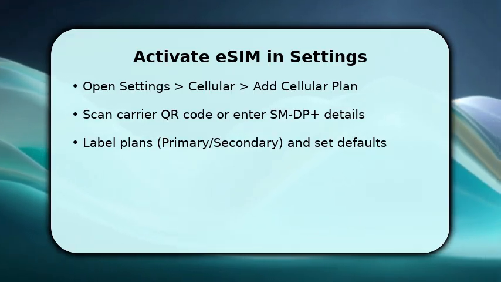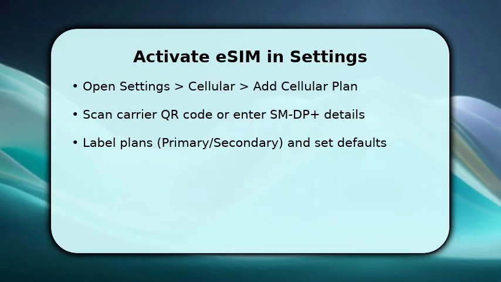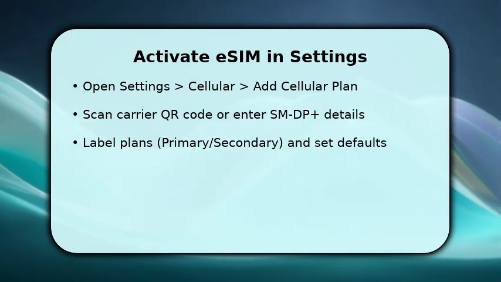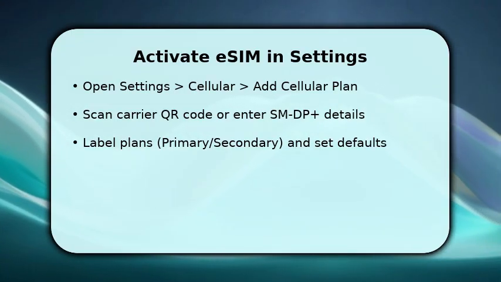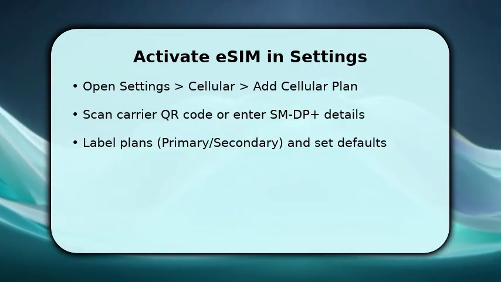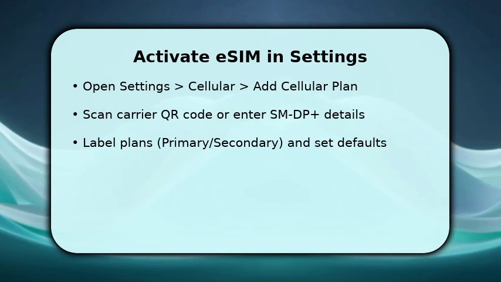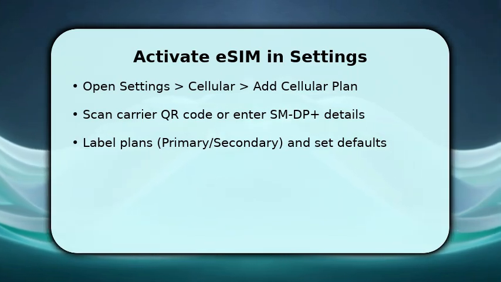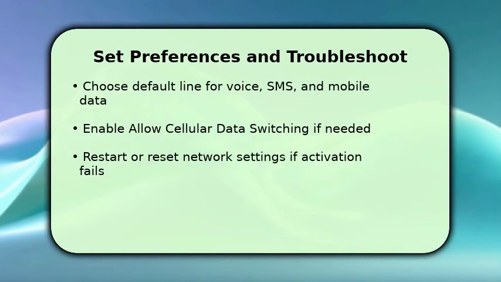Once the eSIM profile downloads, assign a label like Secondary or Business and choose how you'll use each line for calls and data. Make sure to set your default line for iMessage and FaceTime. This avoids unexpected number selection during calls. Finish by configuring usage preferences.